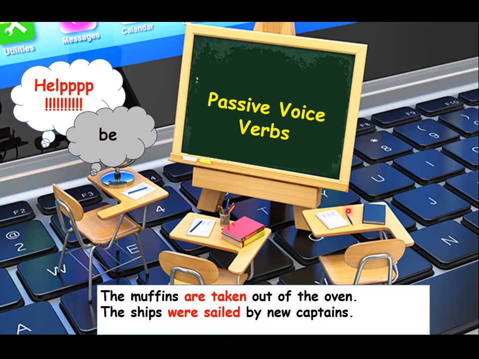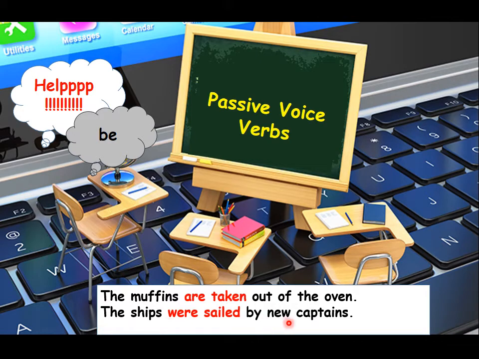Take a look. The muffins are taken out of the oven. Are taken is the verb. It's obviously a passive voice verb because the muffins did not do the action. The action was done to the muffins. The muffins just received the action. We have the verb to be, are, here, the helping verb, and then we have the main verb which is taken. So this is in the passive voice.